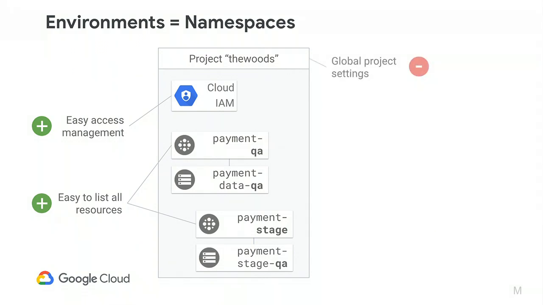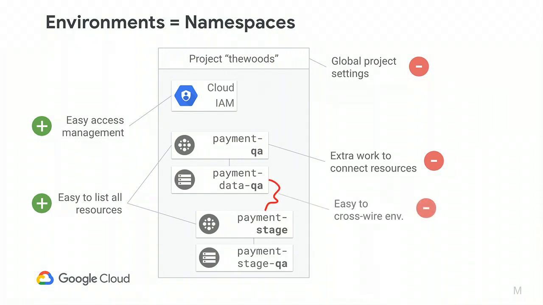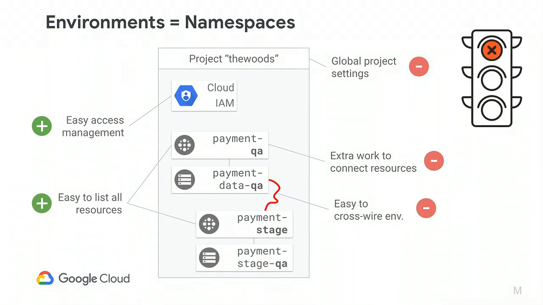However, there are some global project settings that you might have seen around regions, App Engine, Datastore, and so on, that we need to set once per project, and that could be hard to make all the different environments use. Also, it's extra work to connect the compute and the data for these. As a matter of fact, it could get so bad that you cross-wire and there's crosstalk between environments. So the team decides not to have everything in one giant GCP project.